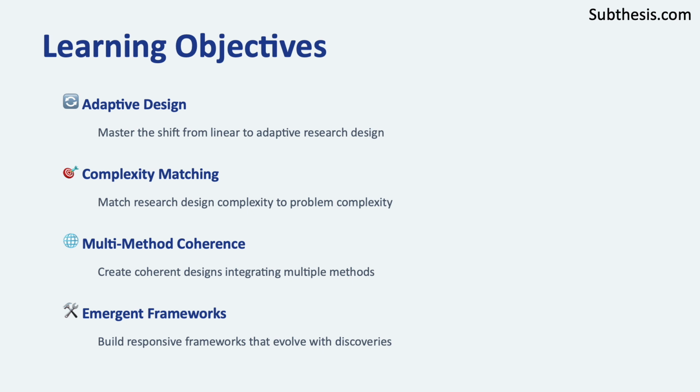First, you'll master adaptive design, shifting from rigid linear protocols to flexible, responsive research approaches. Second, complexity matching, learning to align your design sophistication with your problem's inherent complexity. Third, multi-method coherence, creating integrated designs where different methods work synergistically. Finally, emergent frameworks, building research structures that evolve as you discover more about your phenomenon.